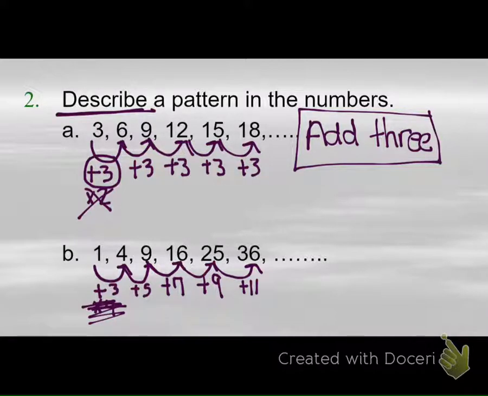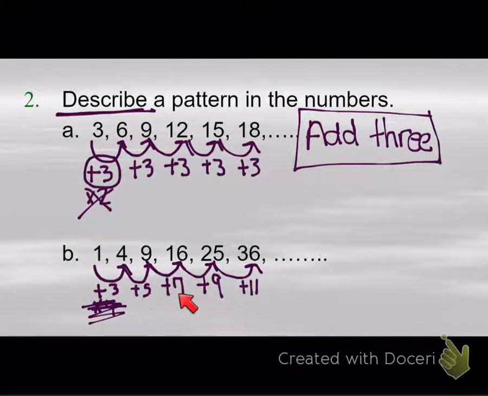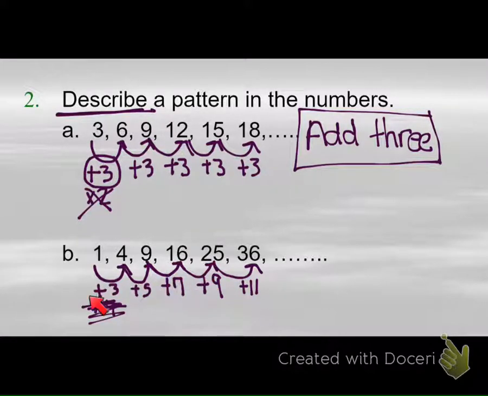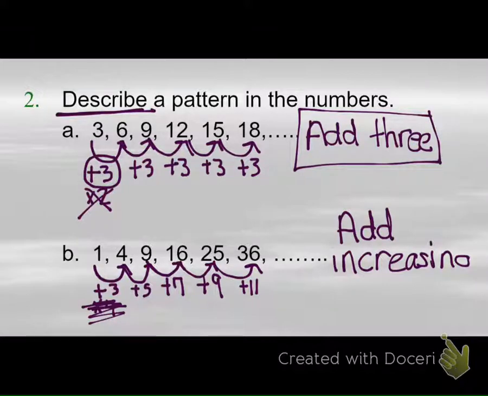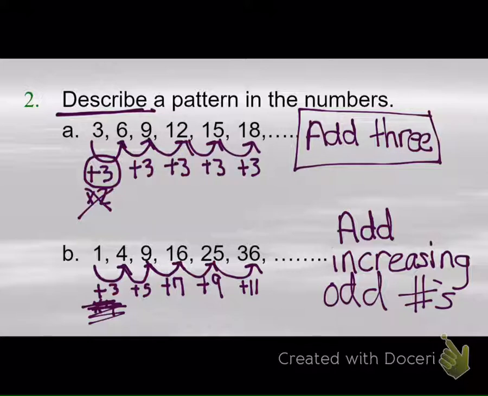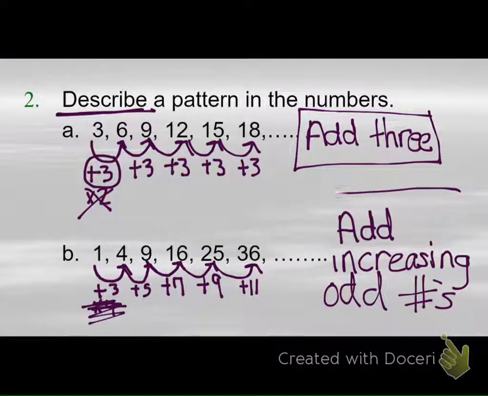So we're adding, what type of numbers are all these? They're odd. So what could I say? Adding what? Let's put add increasing odd numbers. And I'm going to shorten it and just put the number sign. That is not a hashtag. It is a hashtag. But add increasing odd numbers.